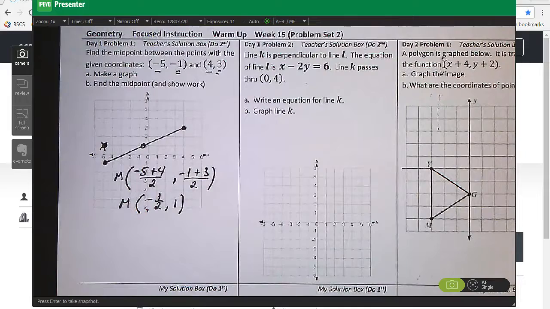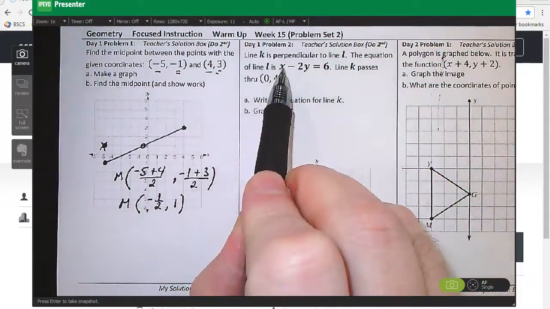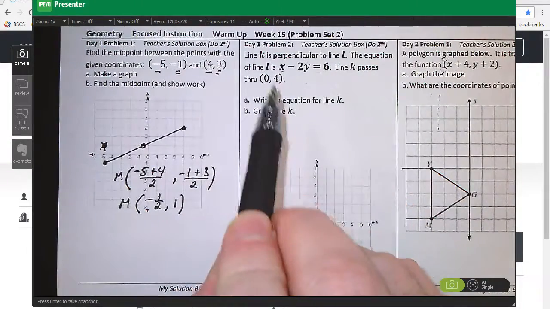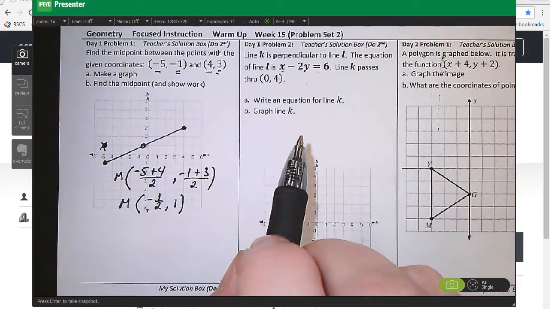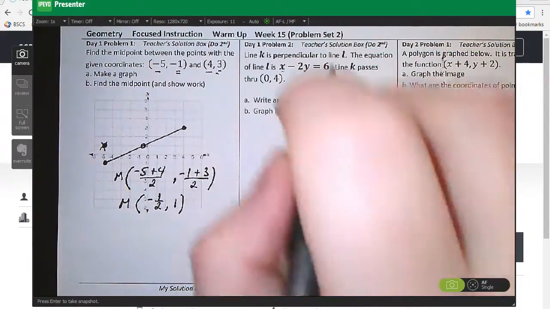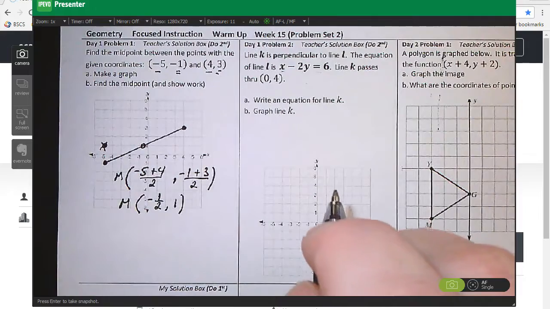Now day 1, problem 2. Line K is perpendicular to line L. The equation of line L is given here. If line K is perpendicular to L, then its slope is the negative reciprocal of the slope of line L. So let's first find the slope of line L.